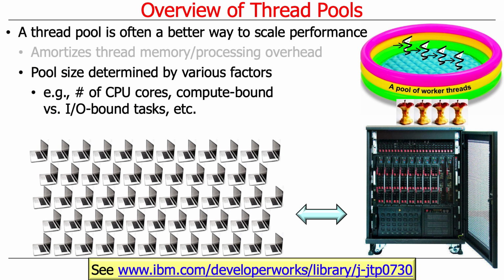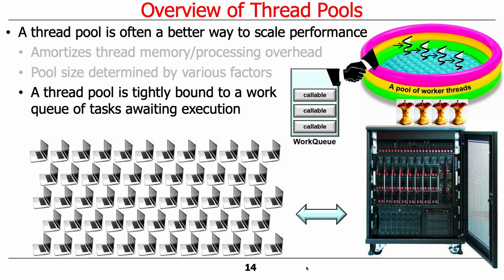Now, one of the big questions here, of course, is how big should that pool be? And we'll talk about that in just a minute, but in a nutshell, the decision about how big to make the pool depends on factors like how many cores do you have on the machine? Or are the tasks you're trying to run I/O bound or compute bound? And we'll talk a bit more about that as well. So there's a bunch of different factors that dictate what the size of the pool ought to be, ideally.